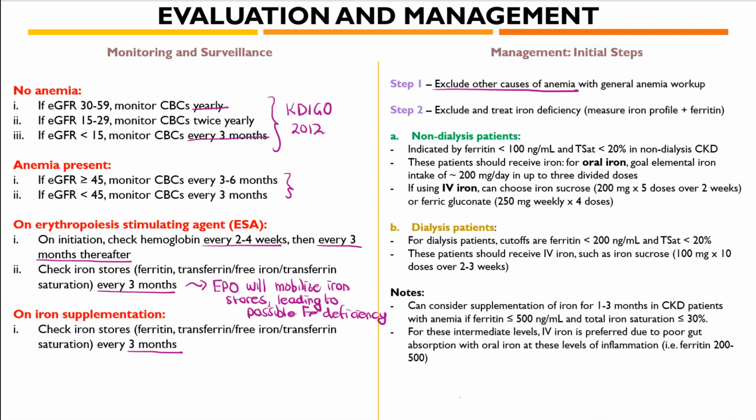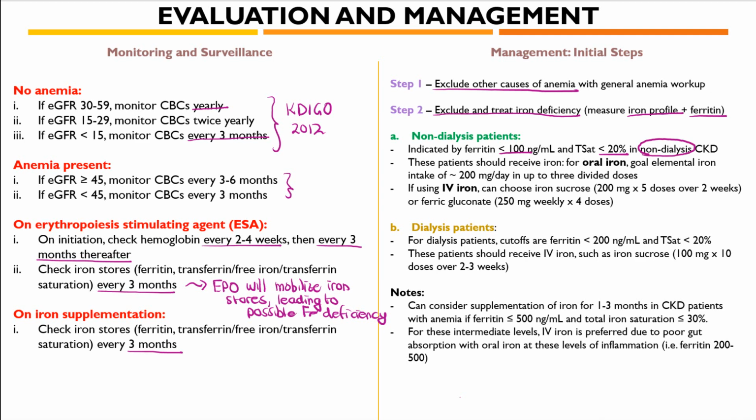than just CKD. One of the big things you have to exclude, which is step 2, is iron deficiency, which you do by getting a ferritin level and iron study, so transferrin, free iron, transferrin saturation, and so on. Now with CKD, the cutoffs for iron deficiency are somewhat higher because there's background inflammation that causes your ferritin to go up, and so if you have iron deficiency, your ferritin might be higher than what you would see in a non-CKD patient.